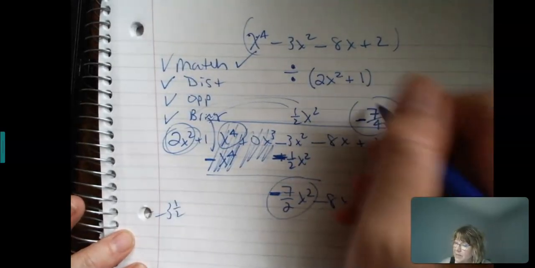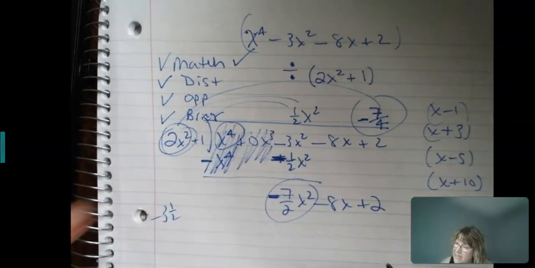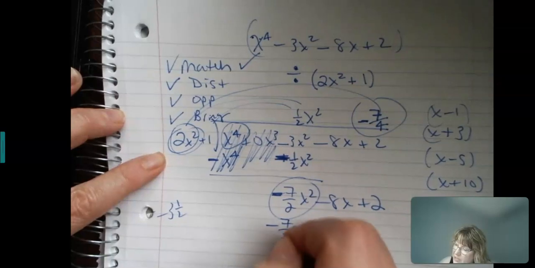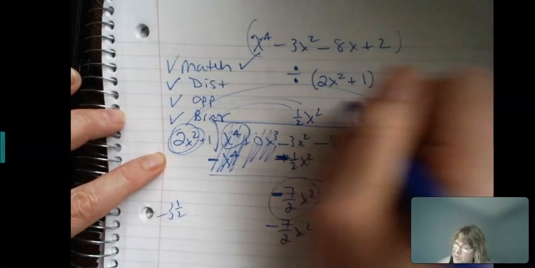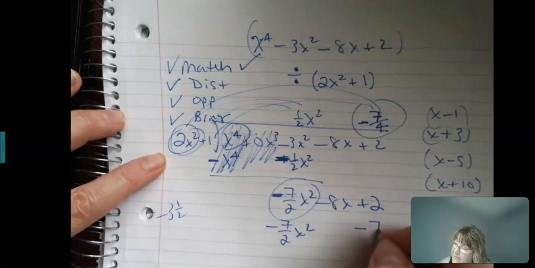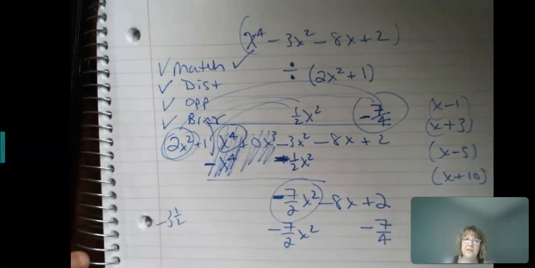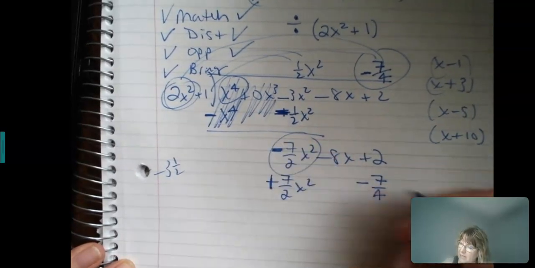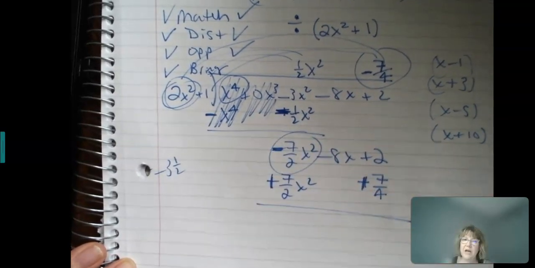Now the distributive property. So distribute, I get a -7 halves. It should match, otherwise we're wrong. And then distribute to this guy, I get a -7/4. Okay, great, distribute them. Opposite, this guy's negative, positive, and that goes to positive. All right, bring down.